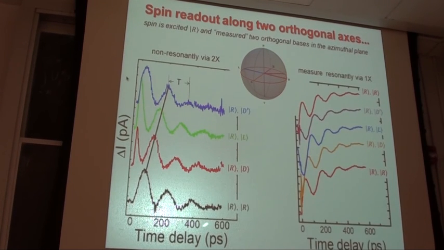This is done non-resonantly via the biexciton. There is the same data now measured resonantly via the exciton, and I hope you can see there very nicely always a quarter period phase shift when we measure in these different directions. So we really can measure the projection of the spin at a particular point in time.